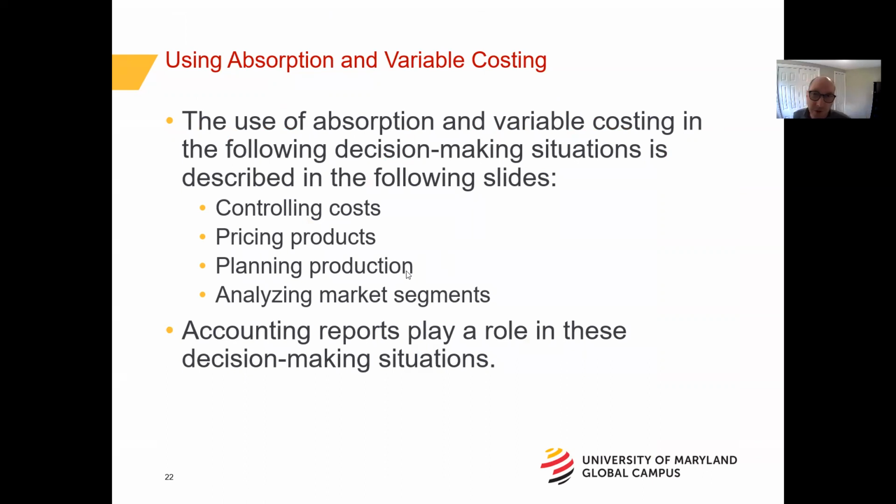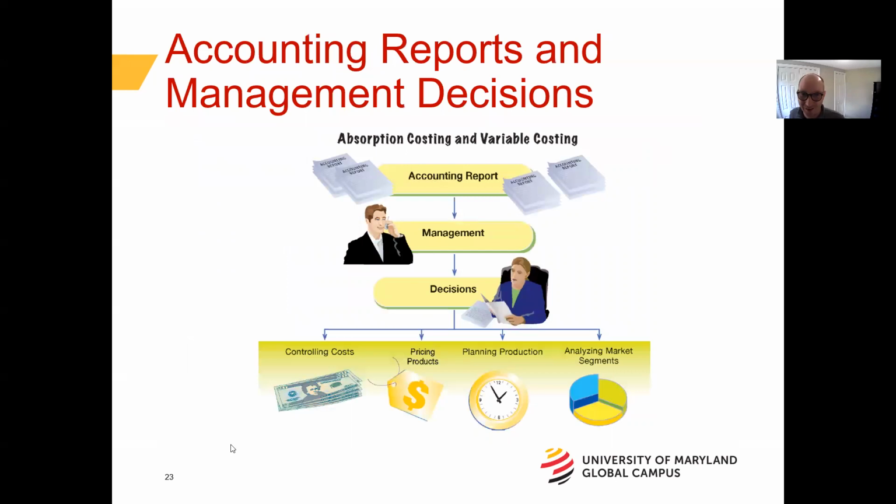So using the absorption and variable costing models in decision making helps managers to understand how they can control costs, price their products appropriately, plan for future production, analyze market segments, and of course, accounting plays a key role in every decision that management makes. But you all know that. Accounting is the backbone of every business, right? I know it is. Okay.